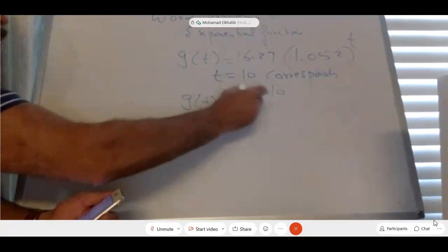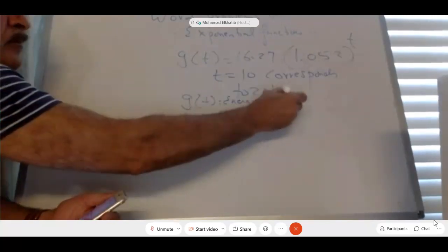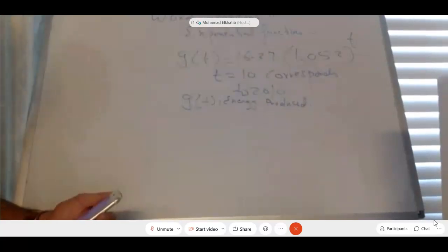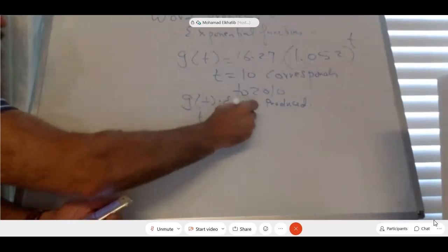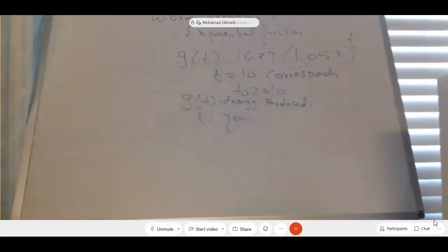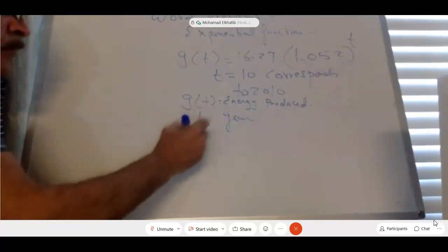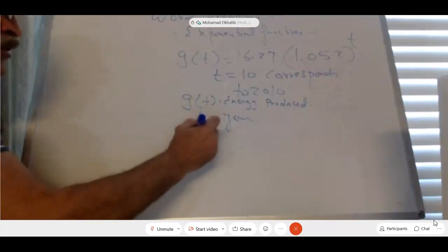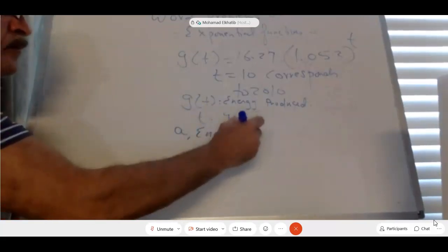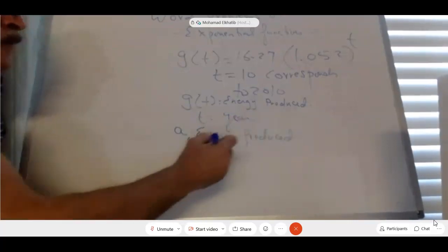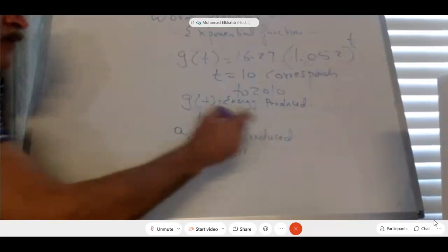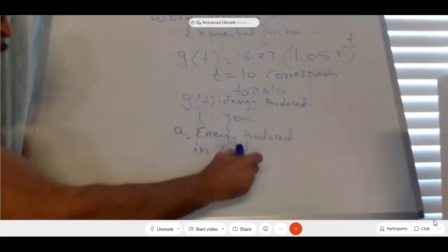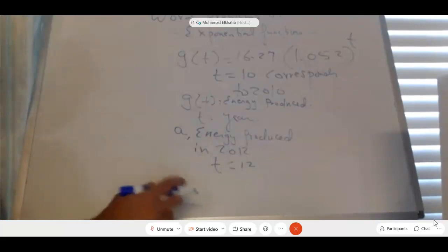I'm just going to summarize the question. This is really important. This is a different problem, class. I want everybody to understand it. And T is the year. So, I am going to make this question a little bit different. First one, let's do the easy one here. Let's say I'm looking for the amount of energy produced in the year 2012. That means T is 12, because 2000 is 0.